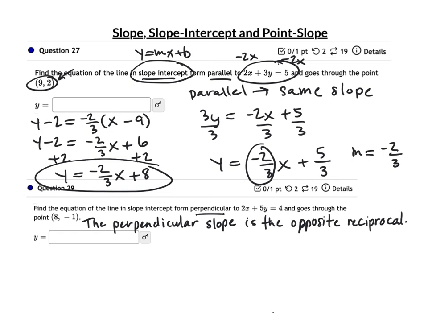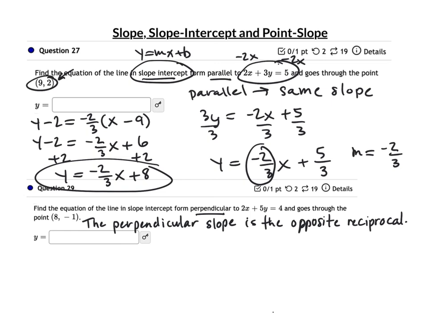For the problem below, we need to remember something from geometry. This was also discussed in one section in algebra. The perpendicular slope is the opposite reciprocal. So if I give you a slope, to find the perpendicular slope, you flip it and you make it the opposite. Sometimes you hear me say the perpendicular slope is the negative reciprocal, but it's the opposite reciprocal. So make it the opposite and flip it.